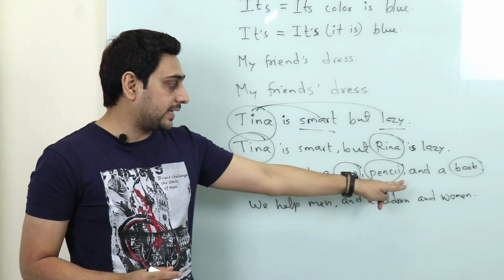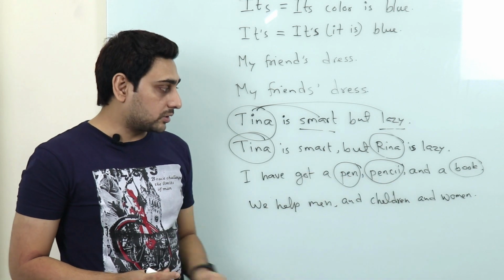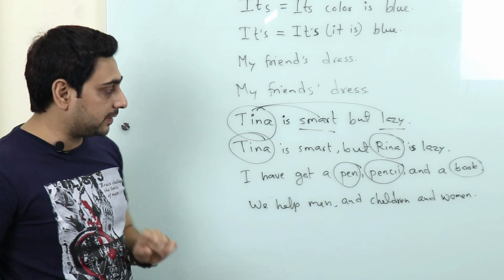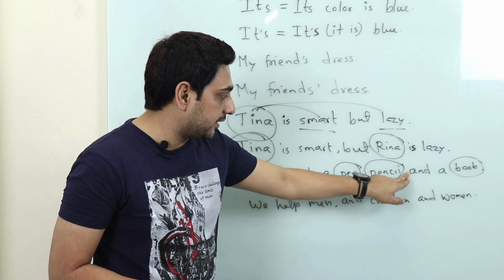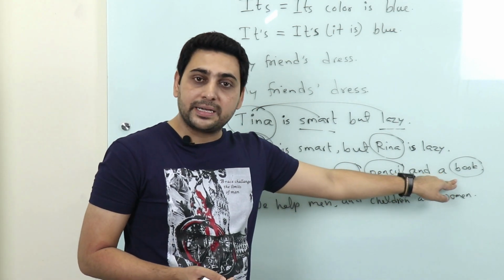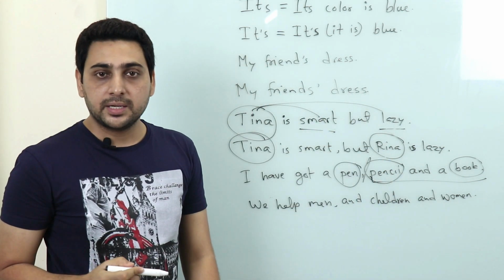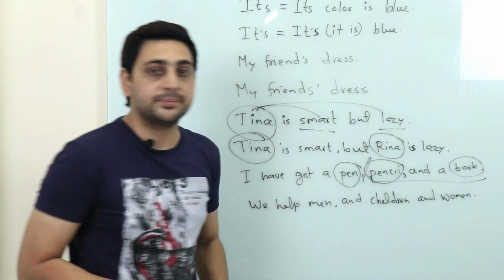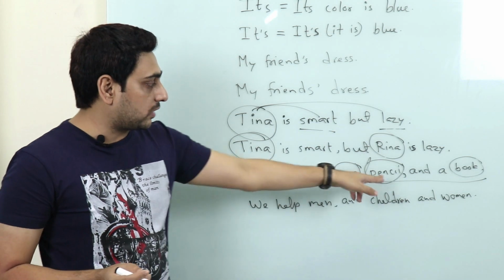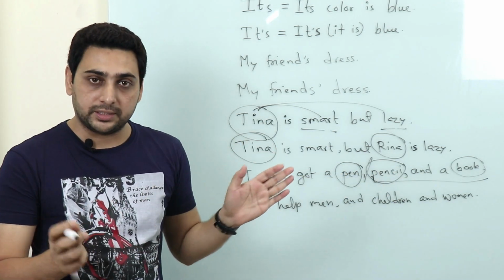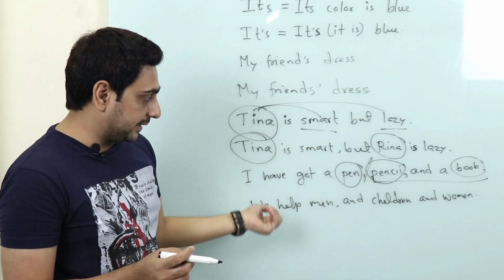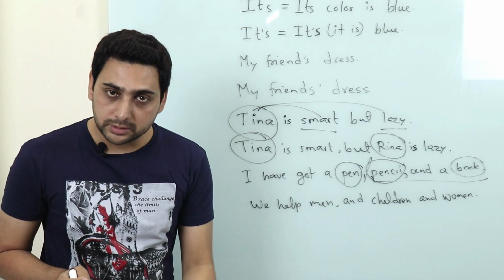Of course, if you don't put a comma here, it's not going to be a big issue, but the problem is that if you don't put a comma here, pencil and the book will become one group and pen will be separated. But we are talking about these three items separately. So you should put a comma there to separate them from each other. What do I have? A pen, pencil and a book.